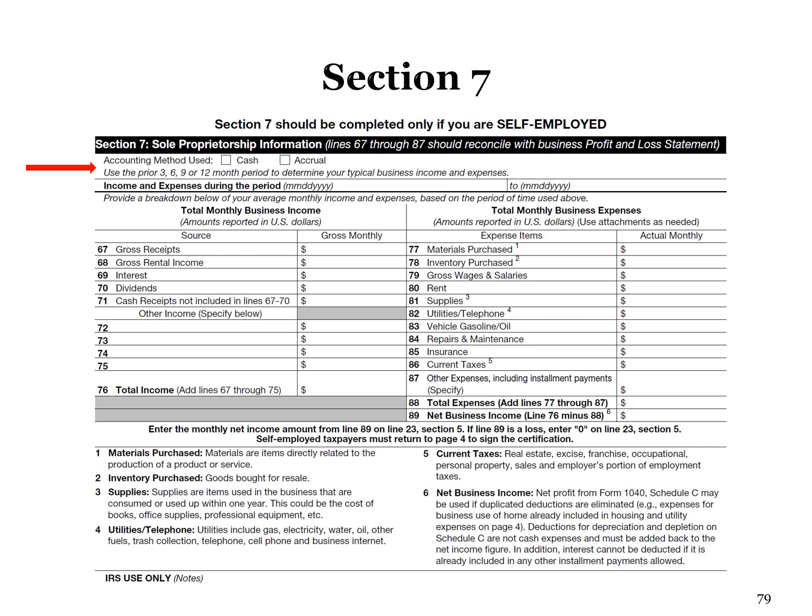The first line of Section 7 simply asks which type of accounting method you use. The accrual method is rarely used by self-employed individuals.